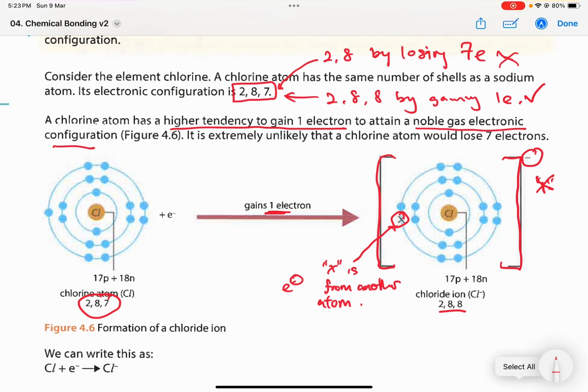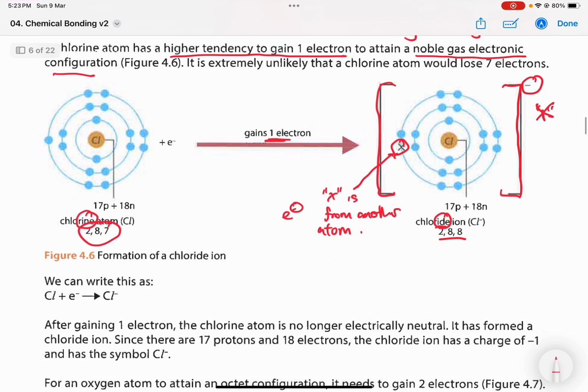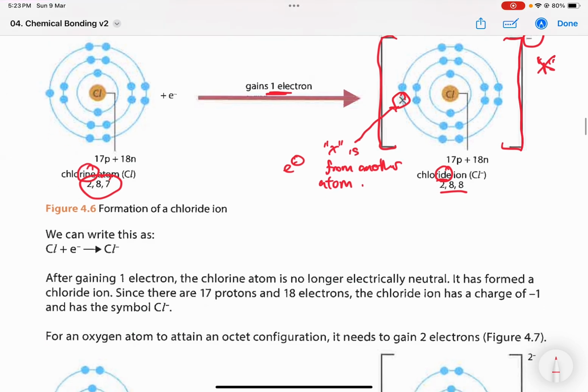Next thing to note, see the name change. So a chlorine atom becomes a chloride ion. For metals, there's no such change in terminology, but for non-metals, there is. So you would change the term to end with -ide when it becomes an ion. After gaining one electron, the chlorine atom is no longer electrically neutral, therefore becomes an ion, right? So now it becomes a chloride ion. Since there's 17 protons, so 17 plus, 18 electrons mean 18 minus. Overall, it will be a charge of -1, so therefore we give Cl-.